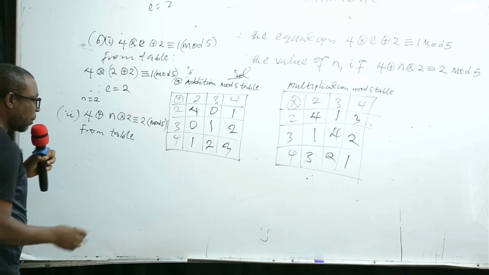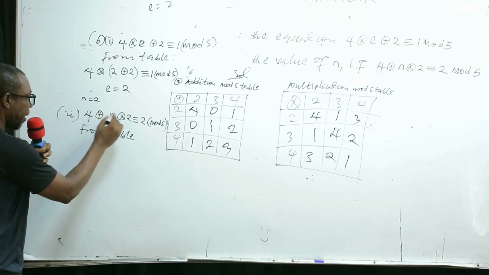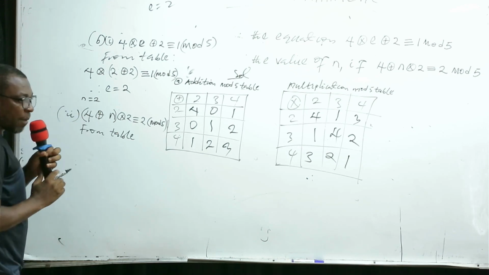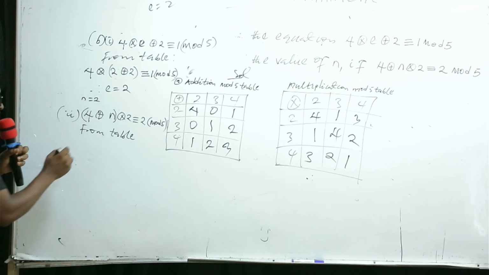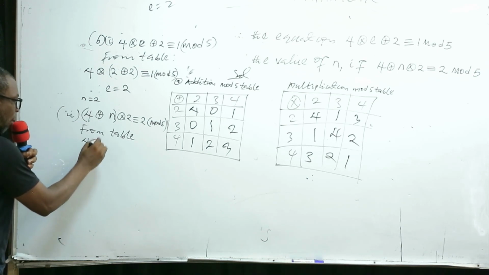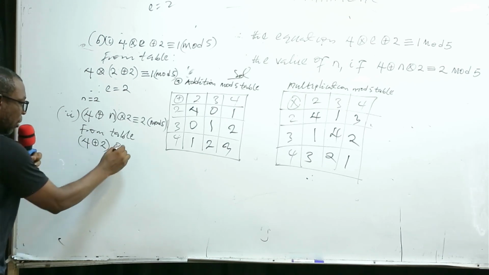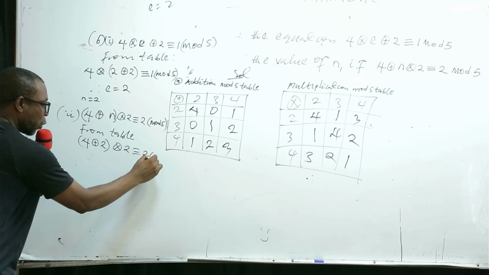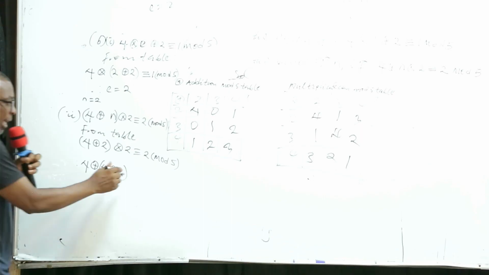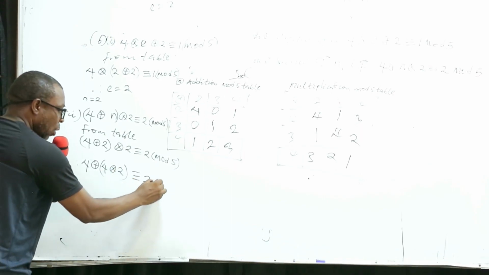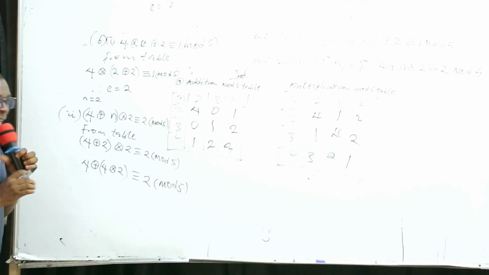So in this case now, I said from where? From the table. If I go addition first, I will get 4 operation 2, mod 5. Or I do 4 operation 2. I have to bracket this. Do I have to bracket this one? So it's going to give me how much now? 2 mod who? Did you see that now?